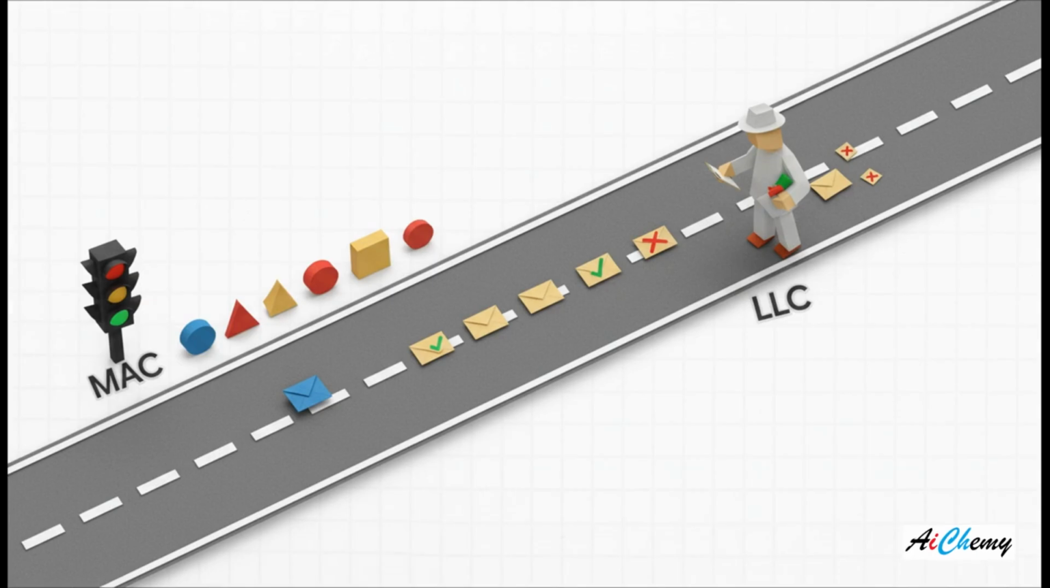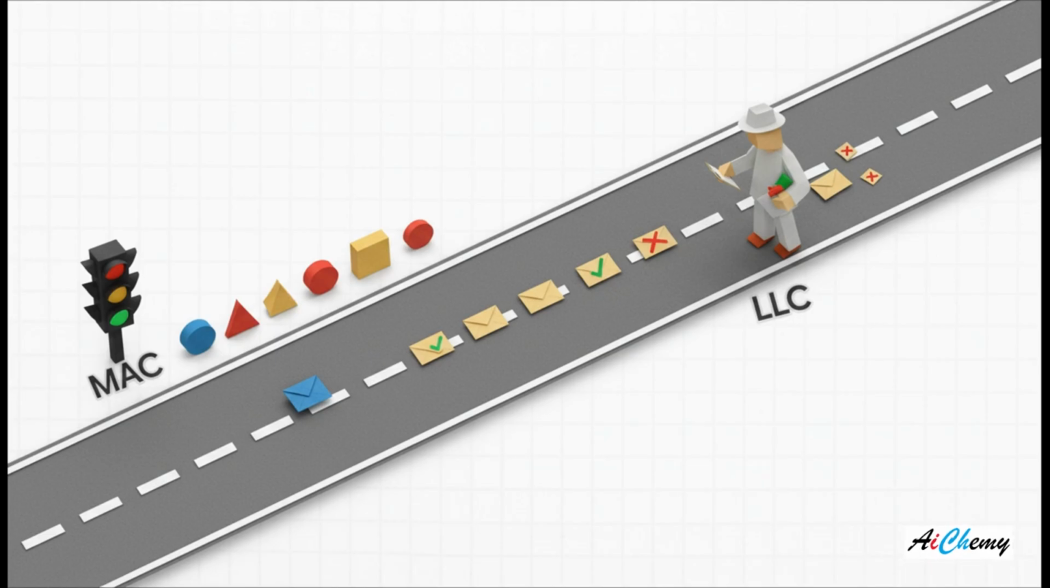So you can think of the LLC as the manager. It's the one responsible for flow control, making sure a really fast sender doesn't just overwhelm a slow receiver, and it also handles that error checking we talked about. The MAC sublayer, though, that's the traffic cop. On any shared network, whether it's a Wi-Fi channel or an old-school Ethernet cable, only one device can talk at a time.